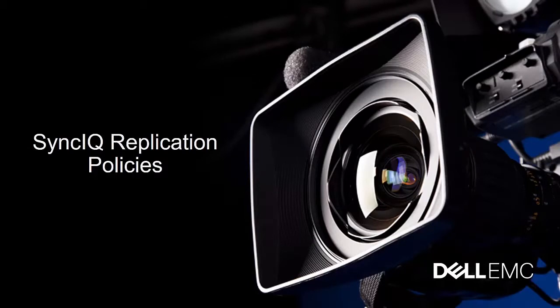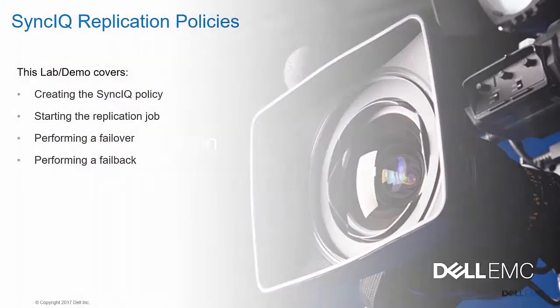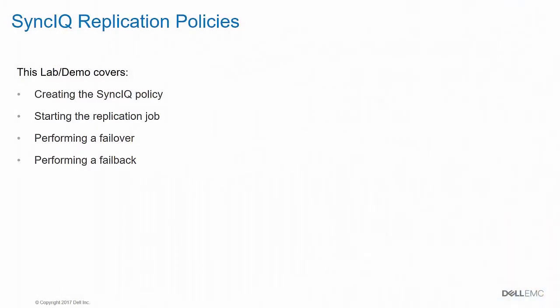This demonstration walks through the steps to configure an Isilon SyncIQ replication job for disaster recovery. The demonstration highlights 4 areas: creating the SyncIQ policy, starting the replication job, performing a failover, and performing a failback.